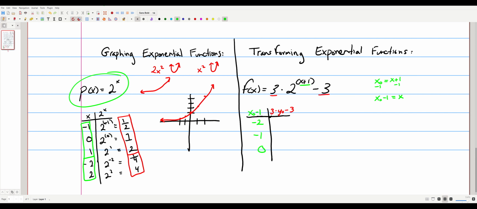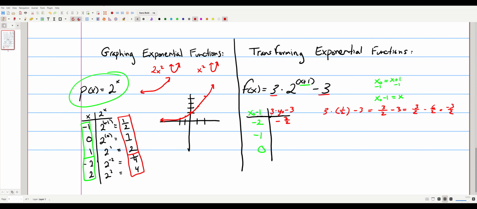And then for the y values, well, we take the 1/2, we multiply it by 3, so it's 3/2, and then we subtract 3. So we have 3 times 1/2 minus 3. This is going to give us 3/2 minus 3. We need common denominators to subtract fractions, so this is 3/2 minus 6/2, which is -3/2. So there's a point for us.